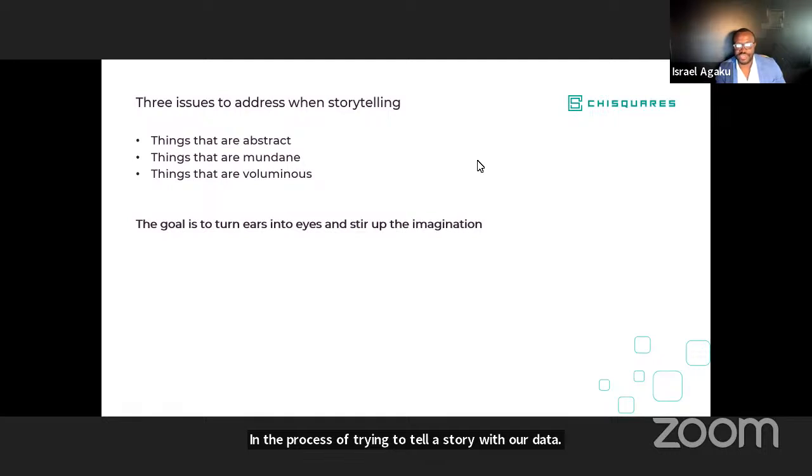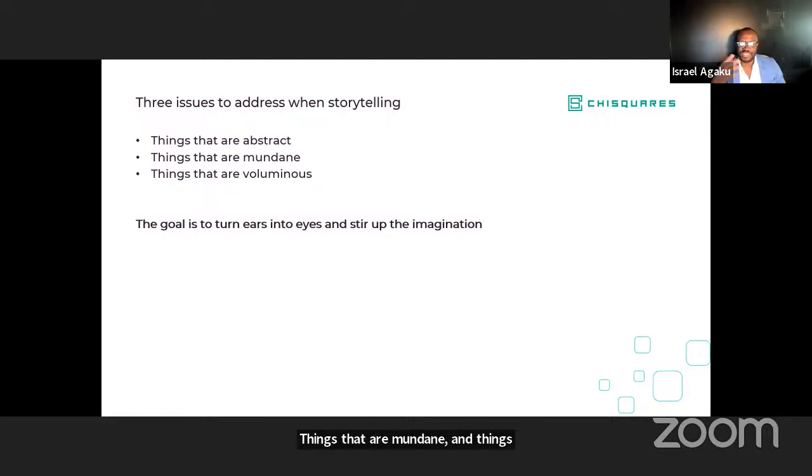Okay, so there are three things we need to address when trying to tell a story with our data. We need to address things that are abstract, things that are mundane, and things that are voluminous.